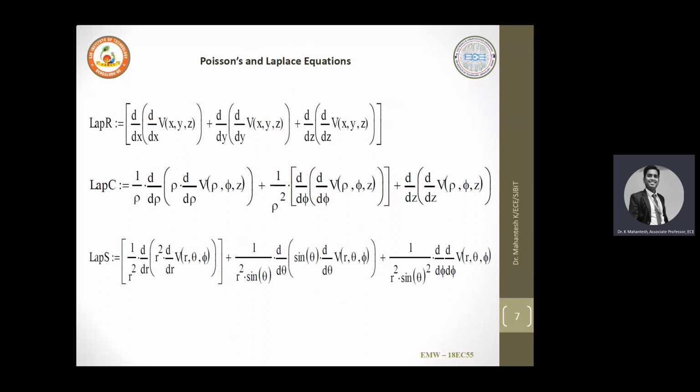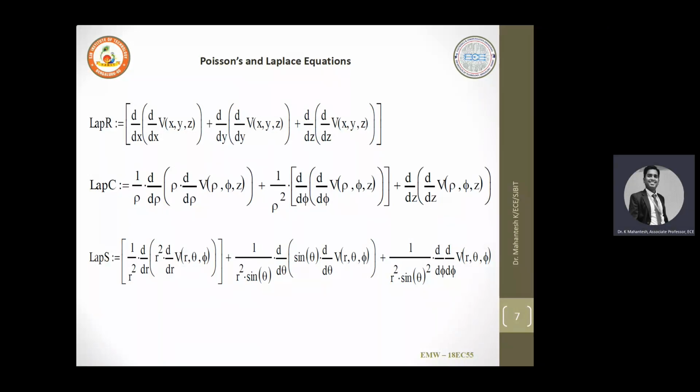So for a rectangular coordinate system, del square V is given by dou square V by dou x square plus dou square V by dou y square plus dou square V by dou z square. Whereas Laplacian for cylindrical coordinate system is given by 1 over rho d by d rho of rho d by d rho V, plus 1 over rho square dou square V by dou phi square plus dou square V by dou z square.